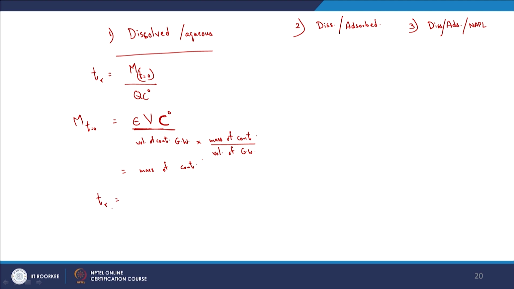I will end up with time for remediation equal to m_t equal to 0 by, as I know, QC naught. So that is going to equal epsilon V C naught by Q C naught, right, and then epsilon V by Q. And what is epsilon V? It is the volume of contaminated groundwater by Q, right.